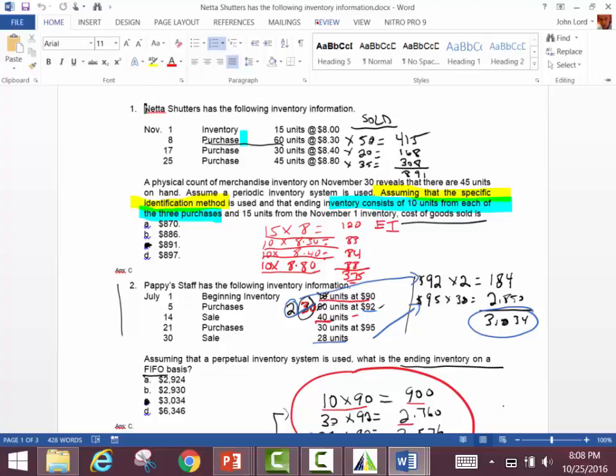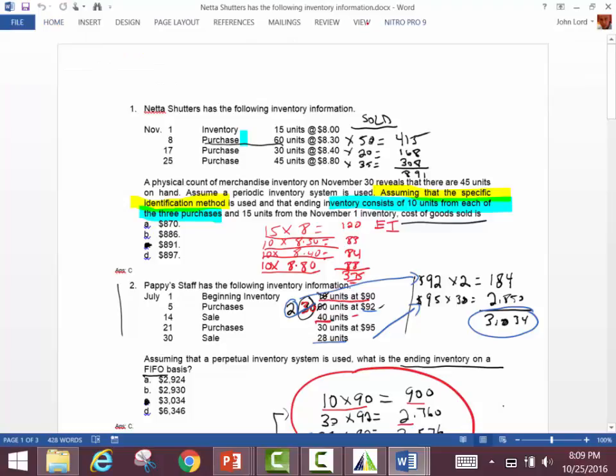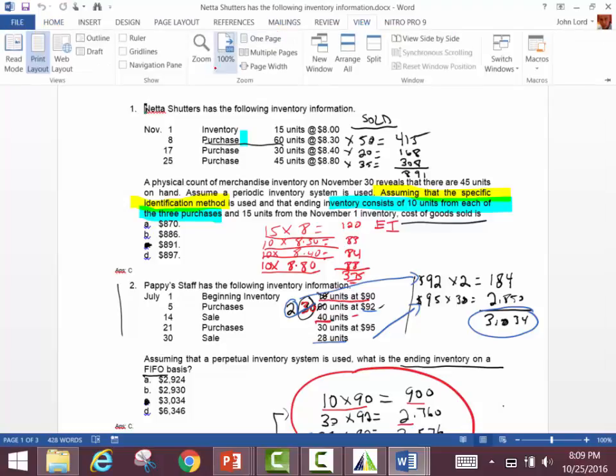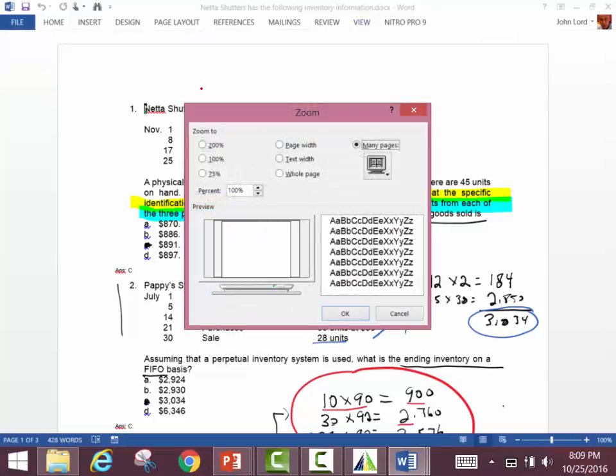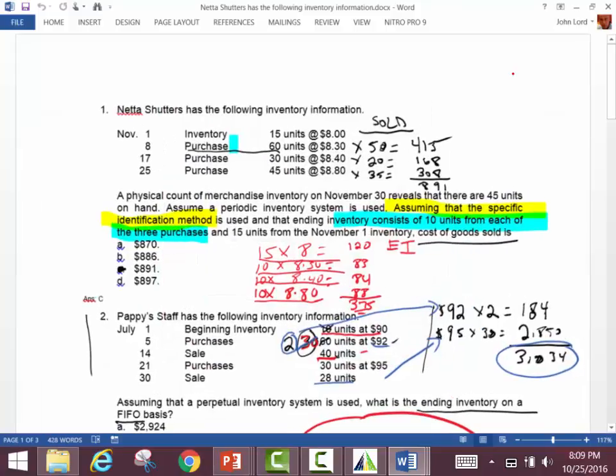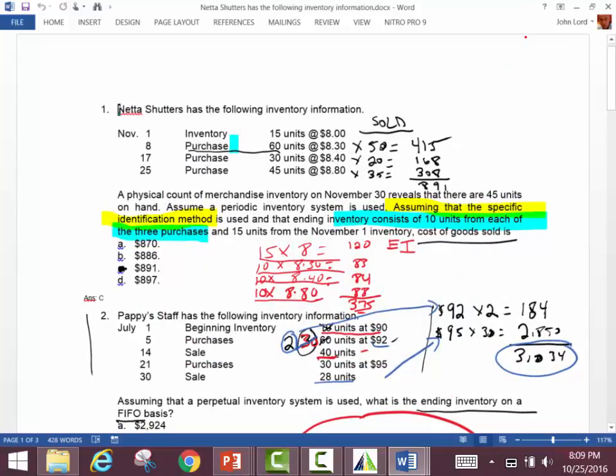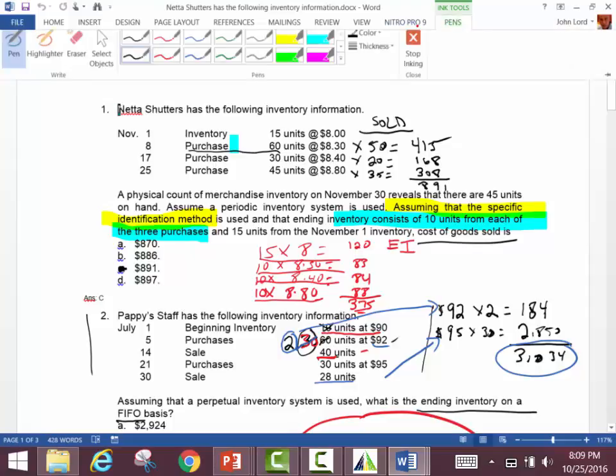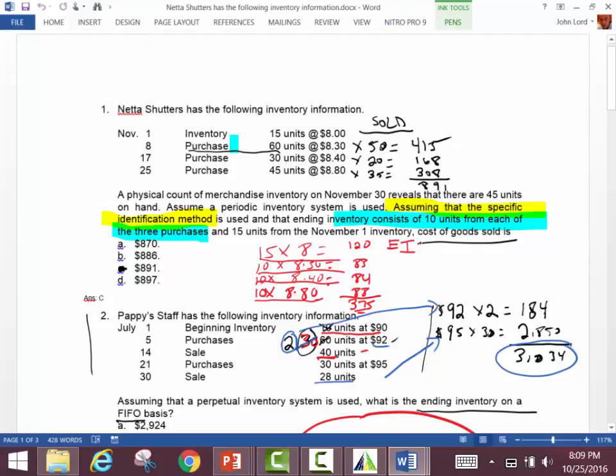What am I trying to do here, though? Home, view, zoom, page width. Okay. Let's just do this. Okay, and I'll do the first one. Then I'm going to start to ask for some help. Okay, so let's just go ahead and take a look at this one. And they're asking us here what? The cost of goods sold. Hello? Okay, so since they're asking me cost of goods sold, let me see. I think I'll get red here.